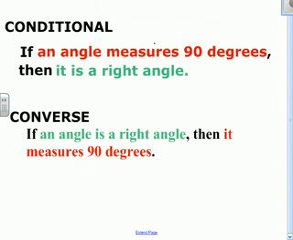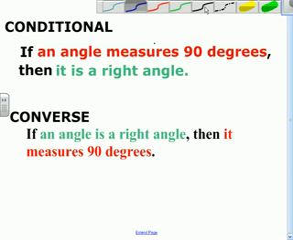There's other kinds of parts of conditionals as well, or other ways of representing a conditional. If you start with a conditional, if an angle measures 90 degrees, then it is a right angle. So the red part is the hypothesis, and the green part is the conclusion. If you reverse those two and put the conclusion first and the hypothesis second, but leave the if and the then, it's called the converse.